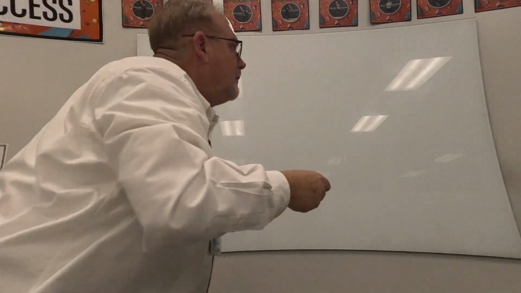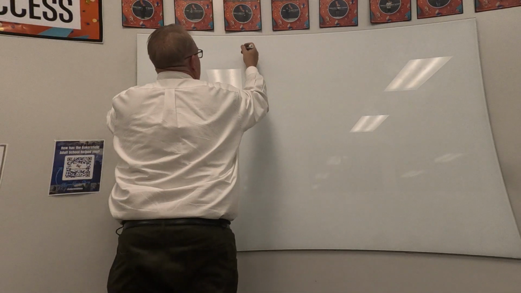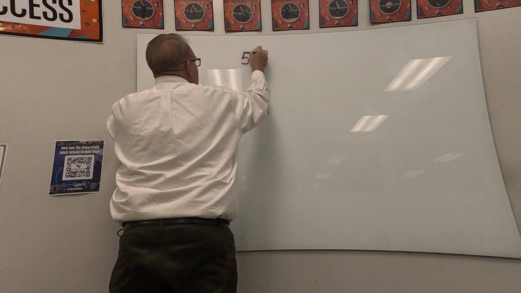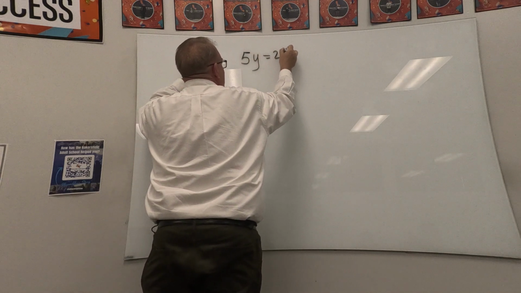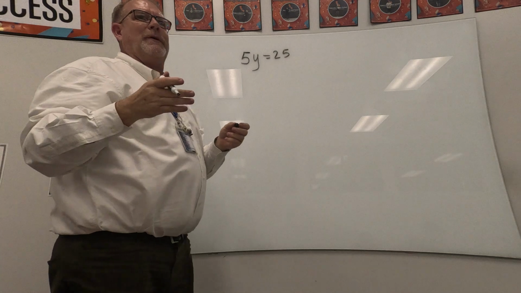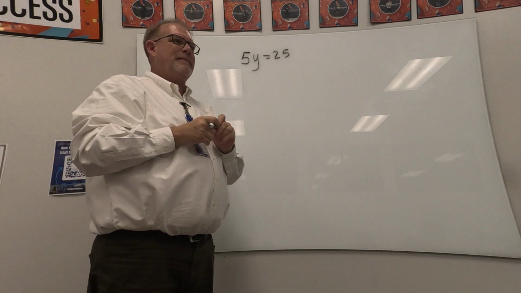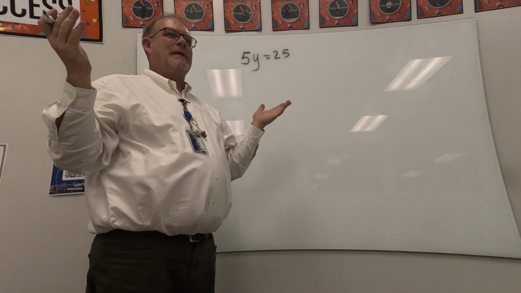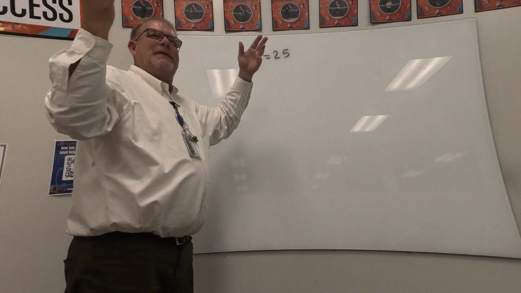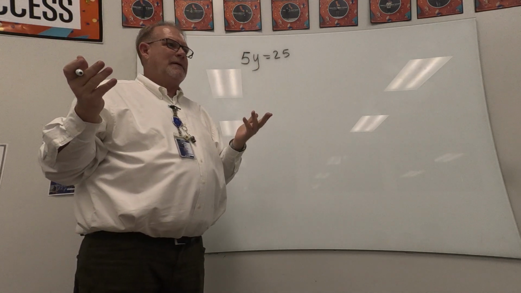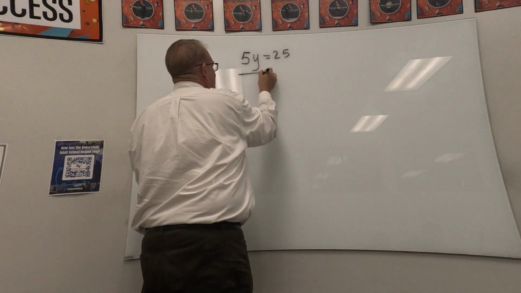All right, so we have 5 times y equals 25. And I said we're going to use this thing called inverse operation. What does inverse mean? Opposite. So if this says 5 times y, what's the opposite of times? Division. Let's divide by 5.